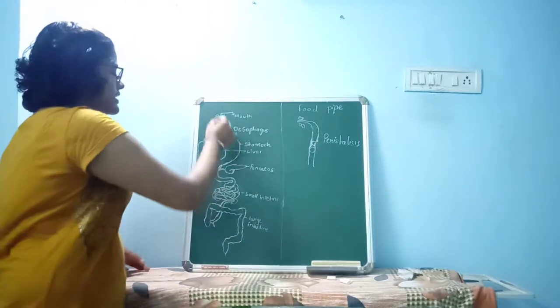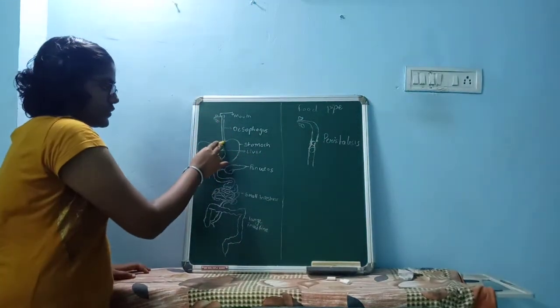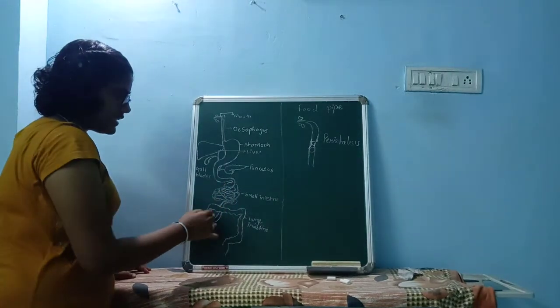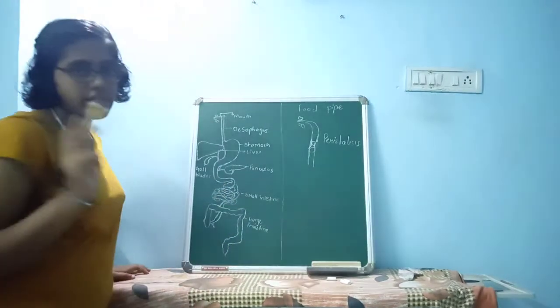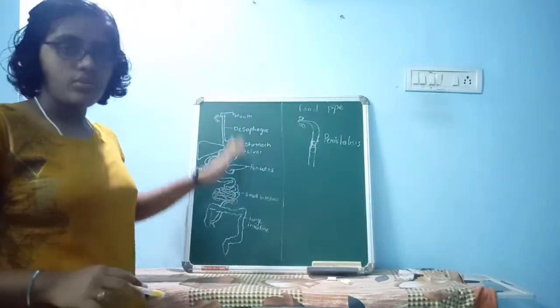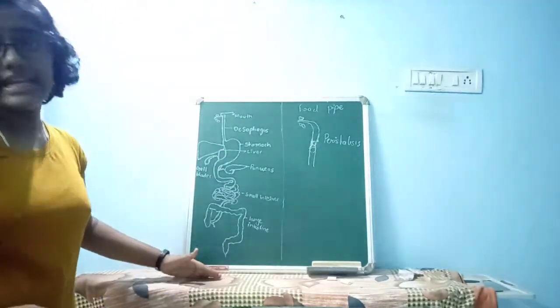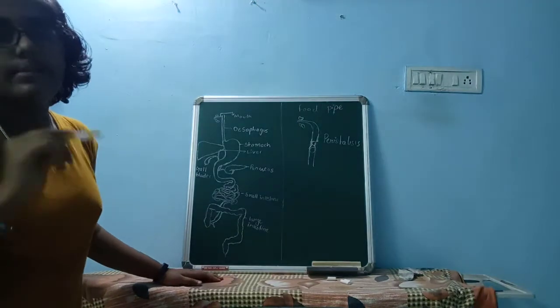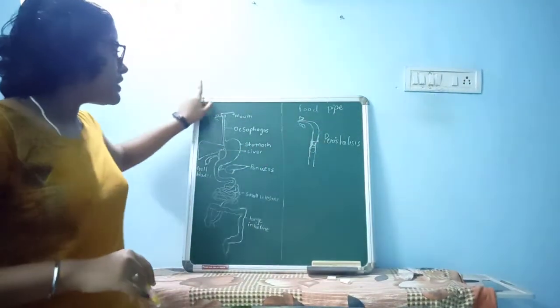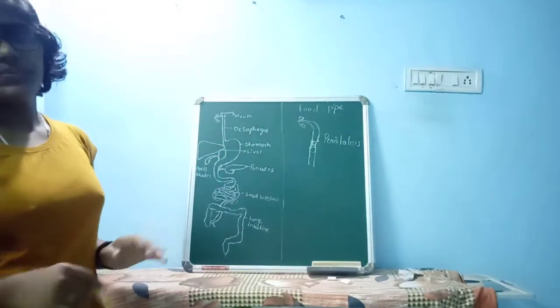These all are connected. See, this is the esophagus, which is connected with the stomach, and the stomach is connected with the small intestine, and the small intestine is connected with the large intestine. So from the mouth till here, the full connecting line is known as what? Alimentary canal. So this peristalsis process takes place throughout the alimentary canal.